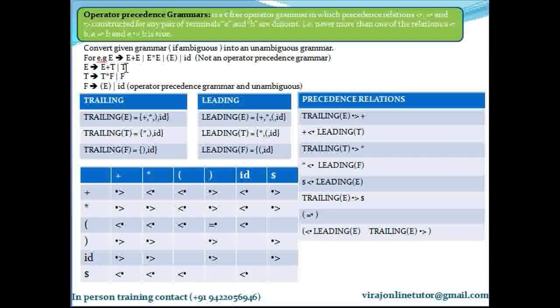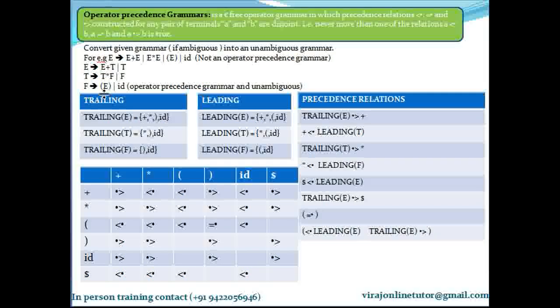This production starts with a non-terminal. Place leading of T into leading of E. That's it. So you have to just follow two different rules. The first rule says match the productions of the form A gives gamma A delta, and gamma has to be epsilon or a single non-terminal. If that is there, put small a into leading of the left hand side.